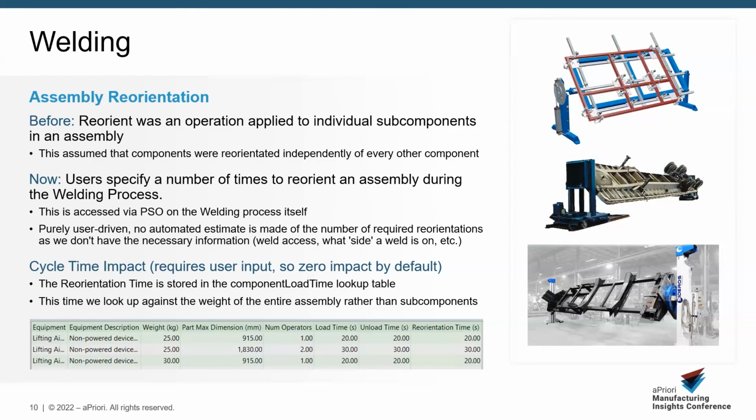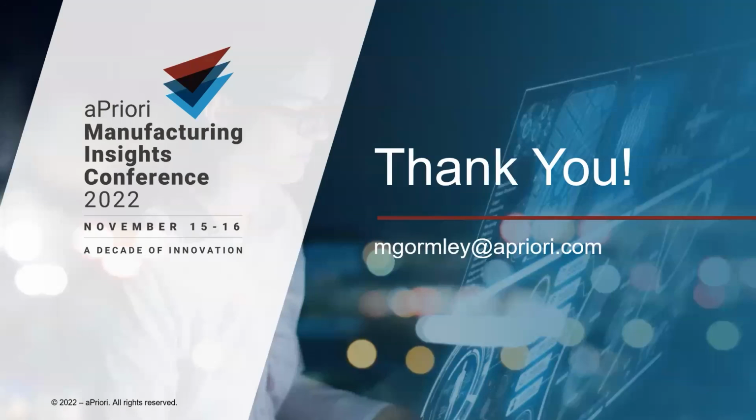So between the cycle time logic changes and the clamping changes that I talked about previously, there are some significant cycle time changes for welding and clamping with 22.1, but more mechanistic, more justifiable, and something which digital factory managers and end users have much more control over.